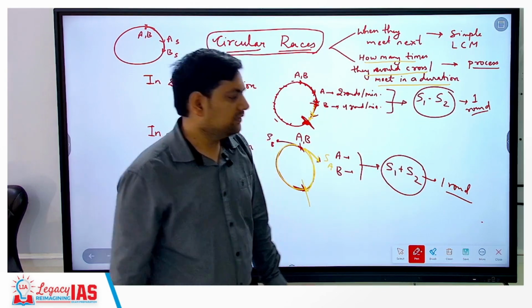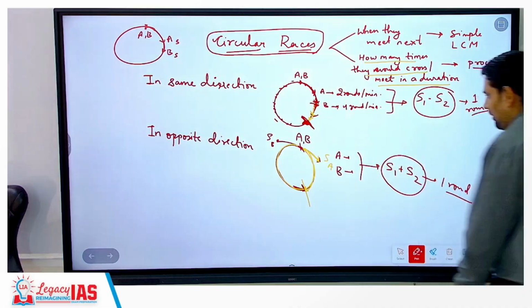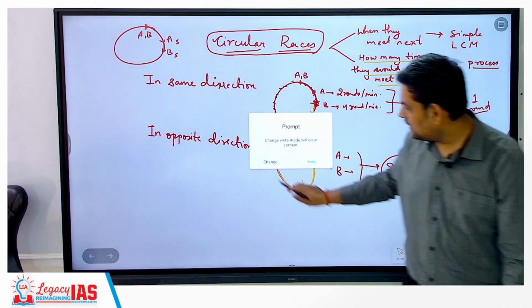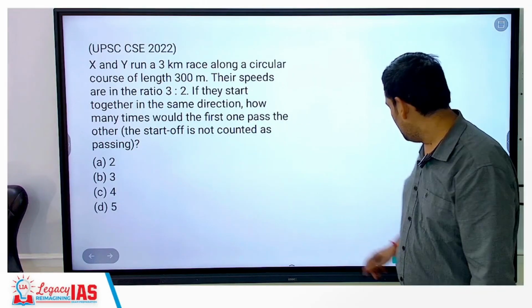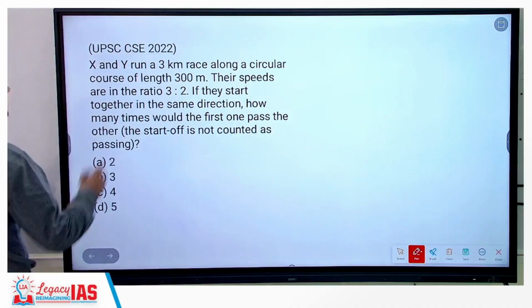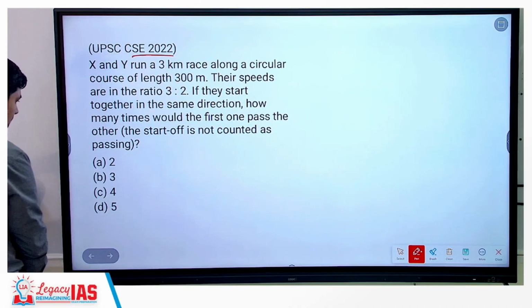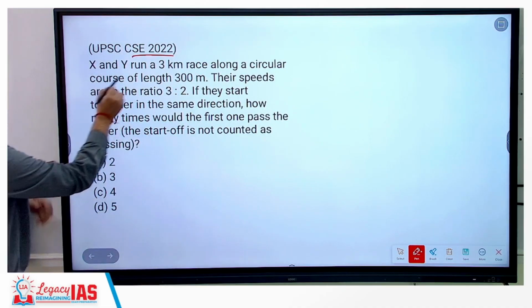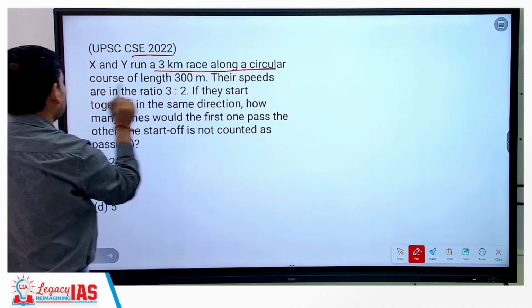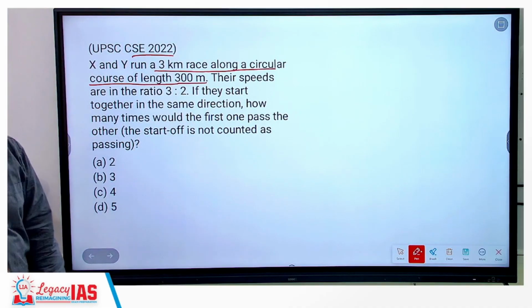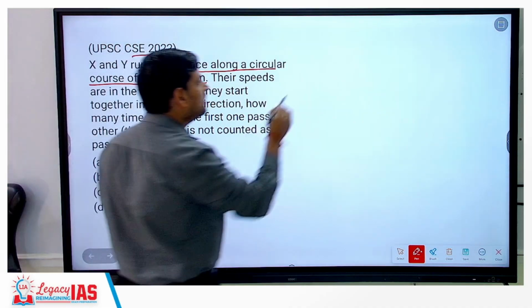Okay, understood? Now let's get to the questions. Yeah, all these are PYQs only. So this was asked in CSE 2022. Now what does it say? It says X and Y run a 3-kilometer race along a circular course of length 300 meters.